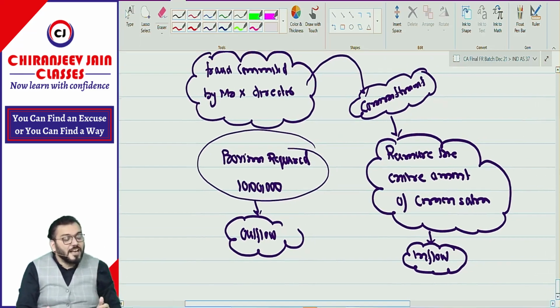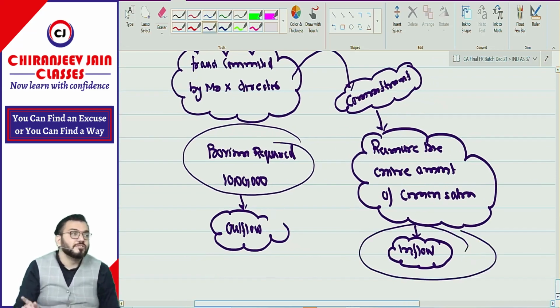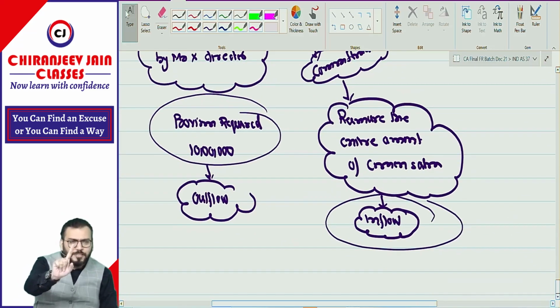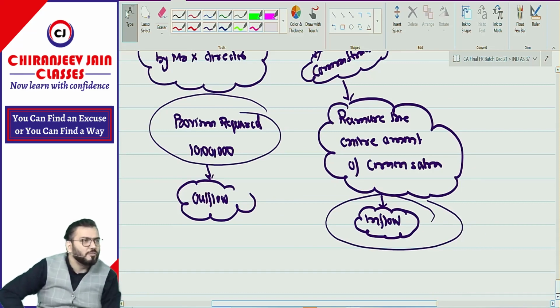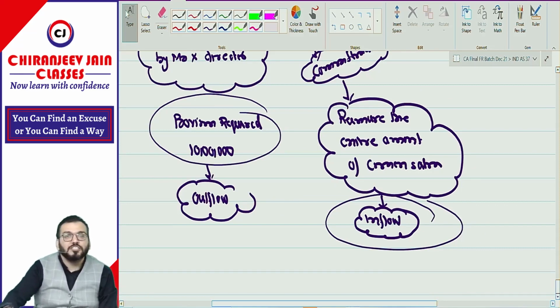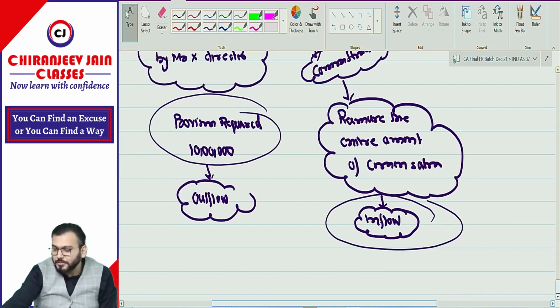Now the question is, what about this inflow? You need to answer. I am giving you 1 minute, think and say. If you can say, means you have understood whatever we have done till now. Should we recognize this inflow or should we ignore it?